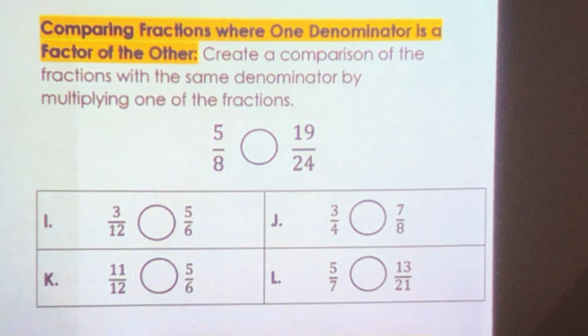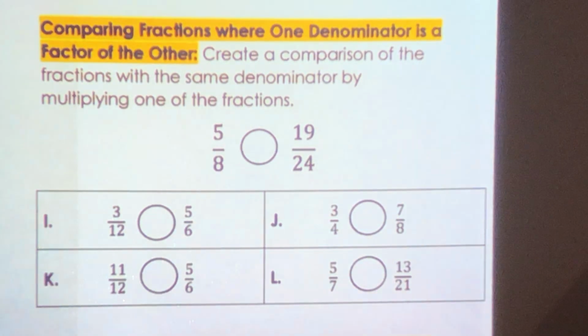In your previous lesson, you looked at fractions that had the same numerator when comparing and fractions that had the same denominator when comparing. And you're still going to want to ask yourself, hey, are the numerators the same or are the denominators the same when you're comparing? And you can use those strategies we talked about before. There are two other scenarios that you might run into when comparing fractions, and I want to go through those today with you.